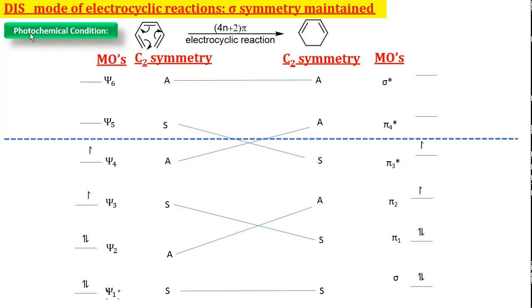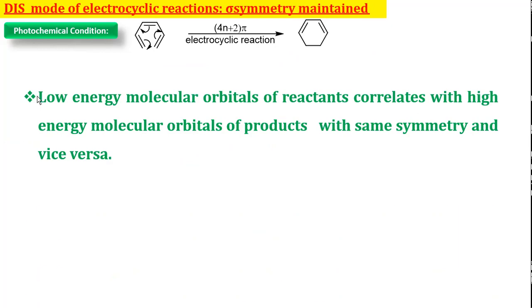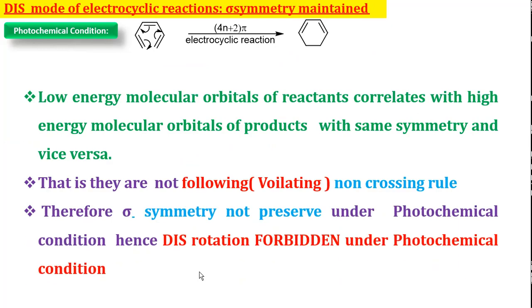When it is not maintained, disrotation is forbidden. That thing we explained here: disrotation is forbidden under photochemical condition. Friends, what you observed for 4n plus 2 pi electrocyclization is that conrotation is allowed under photochemical condition, whereas disrotation is allowed under thermal condition. This is about the CMO theory of 4n plus 2 pi electrocyclization reactions.